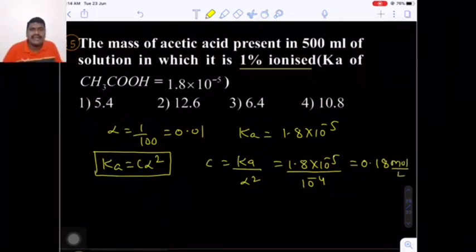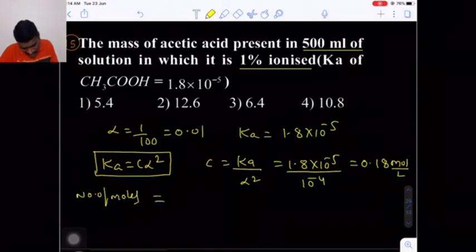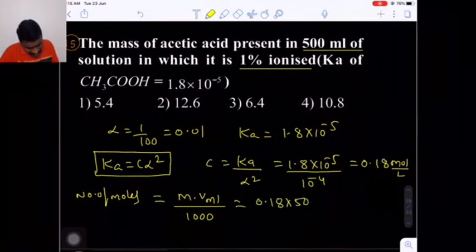Moles per liter. Now the question: the solution is how many ml? Only 500 ml. So shall I calculate the number of moles? How to calculate the number of moles? That will be molarity into volume in liter, whole divided by 1000. Now molarity will be 0.18, volume will be 500 whole divided by 1000. So here 0.09 moles.